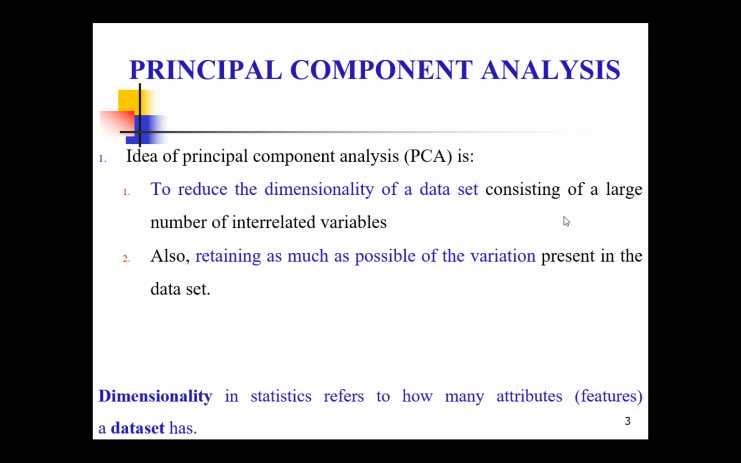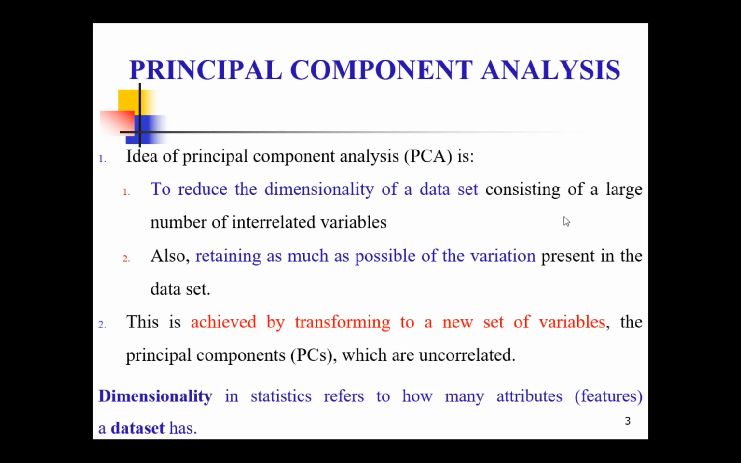Even though we are going to reduce the dimensionality of the data sets, the variation present in the data set should be carefully retained, because based on that only we are going to analyze the effect of input parameters over the output parameters. So the variation that exists in the data set should be retained as much as possible. How are we going to retain the variations? By transforming the variables by means of principal components that are uncorrelated with each other. So the variation between the data sets can be retained by transforming to a new set of variables, and that is called the principal components, which are uncorrelated with each other.